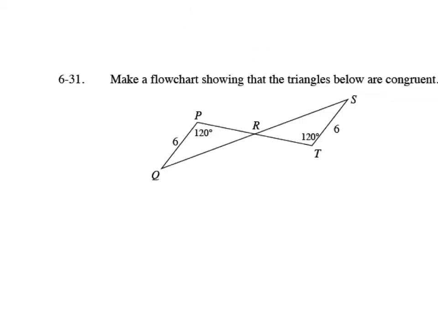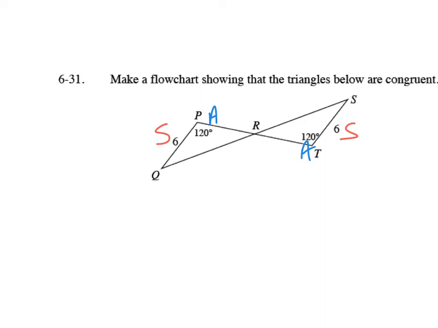So problem number 31 says, make a flowchart showing that the triangles below are congruent. And at first glance, as I go through and look at this, what I'm trying to identify is which theorem or which condition I should use out of those 5 from our list to show that the triangles are congruent. As I look at this, I have one set of sides that are equal to one another. I have a set of angles that are equal to one another. But that's not enough information. I don't have anything else. Side, angle is not a sufficient way to show the two triangles are congruent.